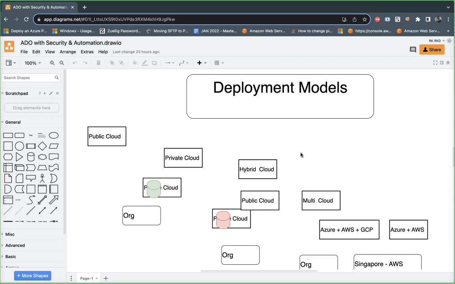Now, to continue, we start with the public cloud and what exactly the public cloud, private cloud, hybrid cloud, and multi-cloud are. These are all terminologies that a DevOps engineer or cloud infra engineer will always come across. So we should understand what all these clouds are.